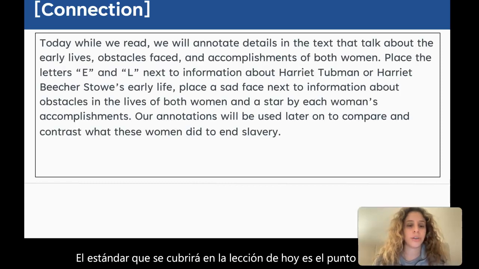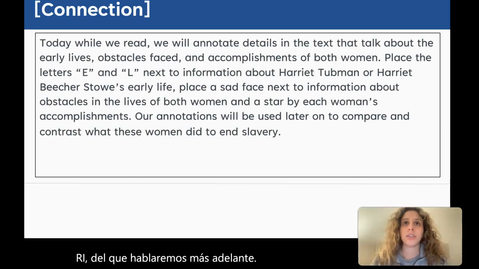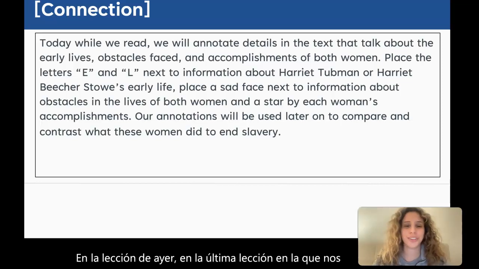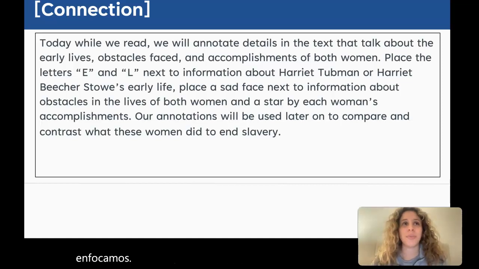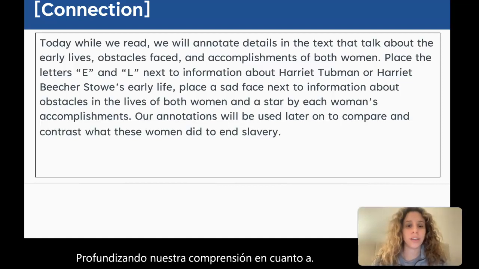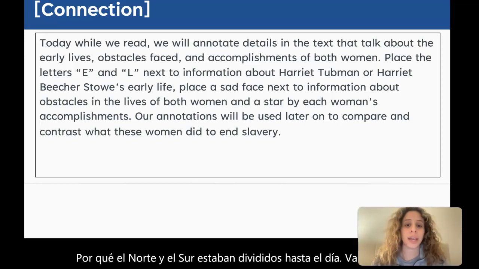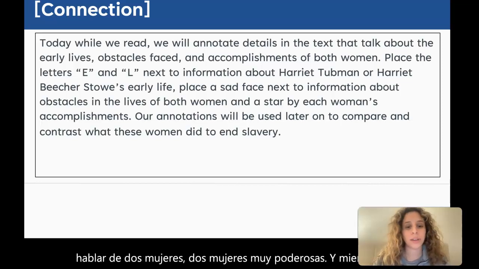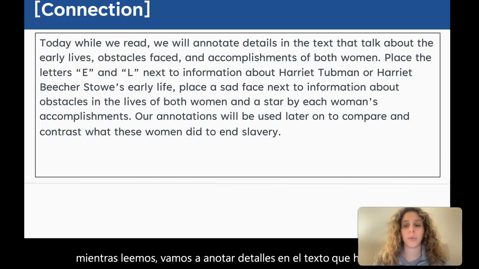The connection. In the last lesson, we focused on deepening our understanding as to why the North and the South were divided. Today we're going to talk about two very powerful women. As we read, we're going to annotate details in the text that talk about the early lives, obstacles faced, and accomplishments of both women.